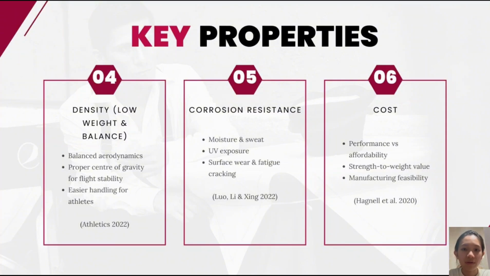The final property is cost. An ideal javelin material must balance performance with affordability. It should have a strong strength to weight ratio while still being practical and sustainable to manufacture. With all these material requirements, we can now evaluate which material is the most suitable for a high-performance javelin shaft.